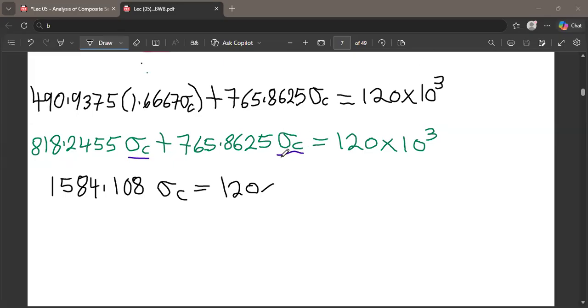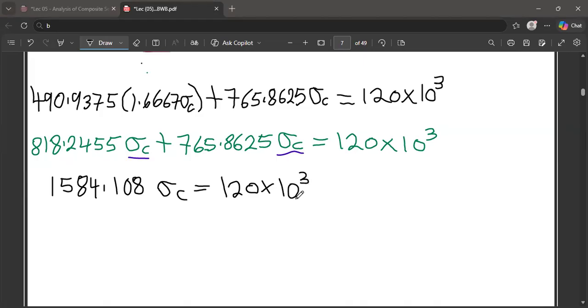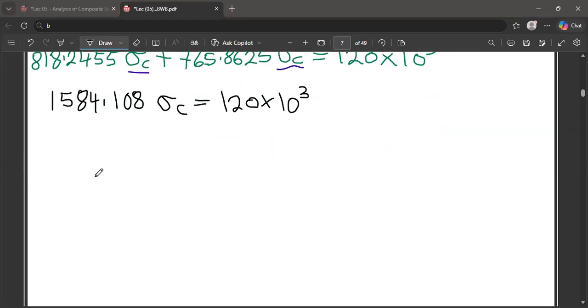Exactly. So as we were saying, if you add these two, you are going to get 1584.108 multiplying the stress in the copper tube, which is equal to our 120 times 10 exponent 3, or kilo. So from here, what do we have to do next?